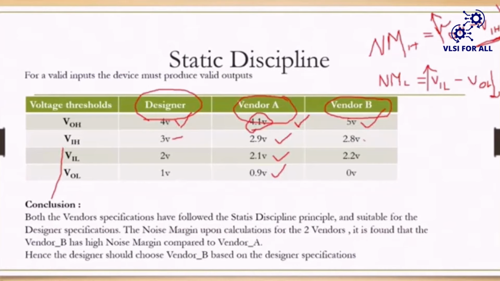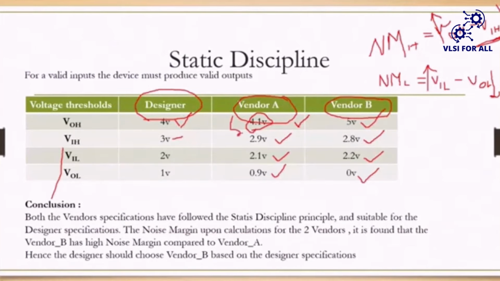Similarly, here the designer has 4 volts, and here 5 volts is there, we want maximum. Yes, 5 volts. Less than 3 volts is required for VIH, so 2.8, fine. More than 2 volts is required, 2.2, fine. Less than 1 volt is required, it is 0 volts, fine.